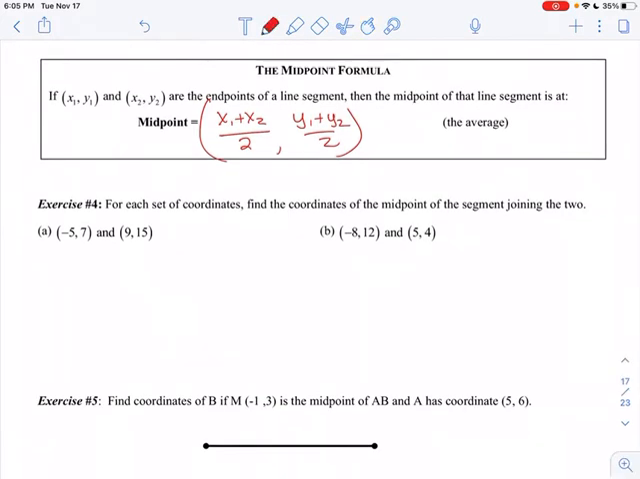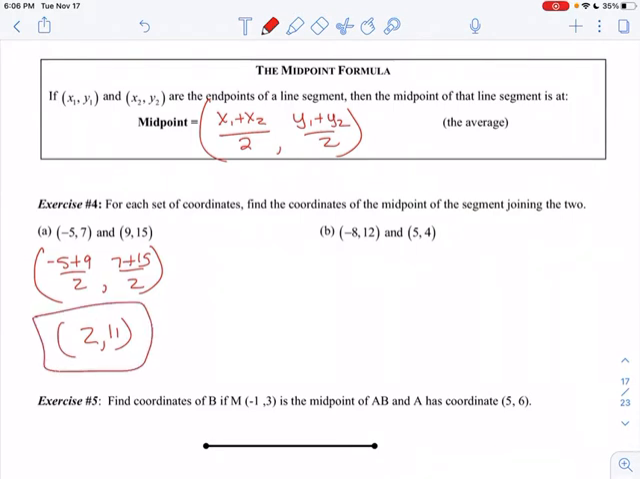So let's look at exercise 4. If I want to find the midpoint, I'm going to add the x's, divide by 2, so negative 5 plus 9 divided by 2, and then I'm going to add the y's and divide by 2. 7 plus 15 divided by 2. Well, negative 5 plus 9 is 4, and 4 divided by 2 is 2. 7 plus 15 is 22, and 22 divided by 2 is 11, and there's my midpoint.